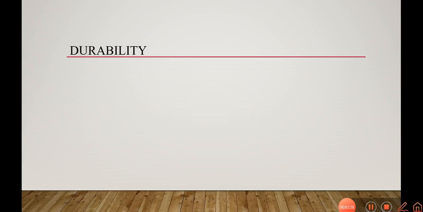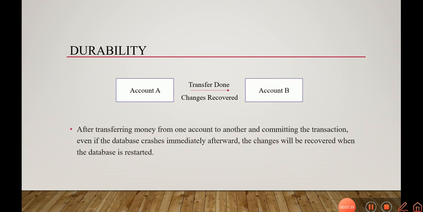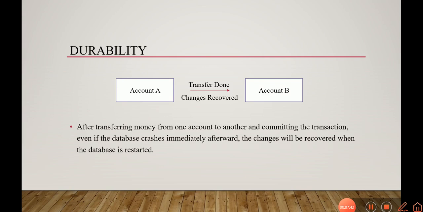Moving forward with the D for durability. Again, if you have done one transaction and that transaction occurred successfully, without any failure, the transaction status is success. Then as soon as the transaction is successful, the database crashes due to some technical issue. The whole transaction history from past till date can be recovered, or you may say the changes will be recovered as soon as we restart the database.